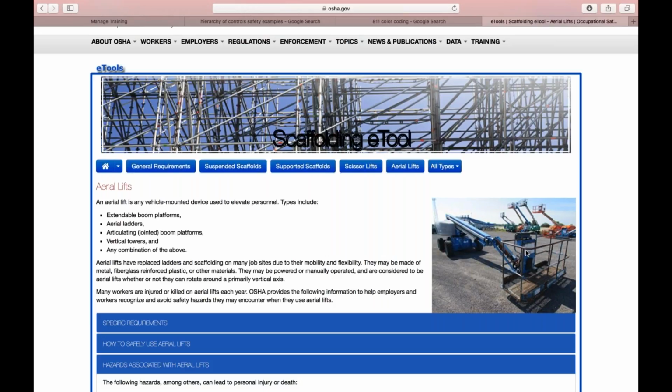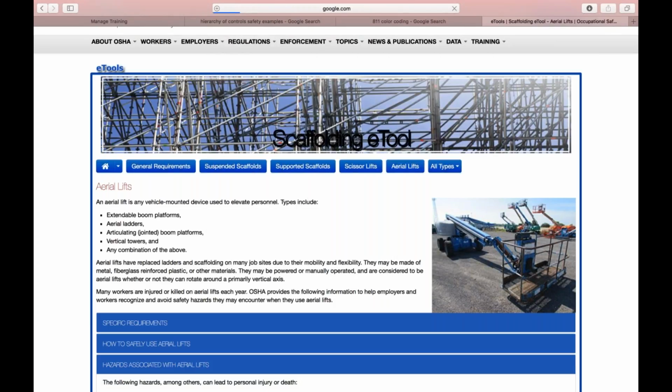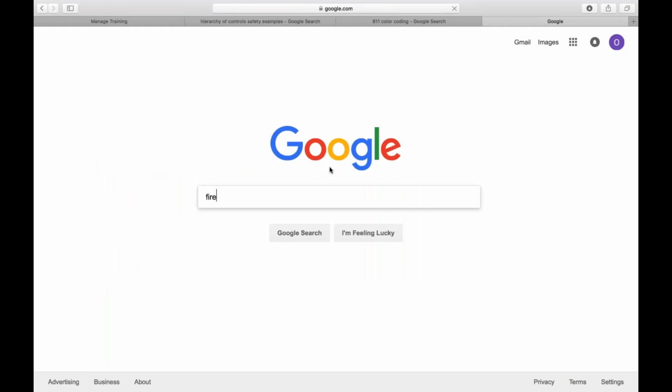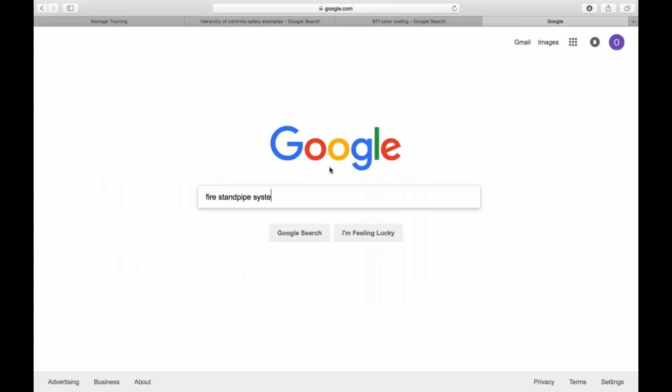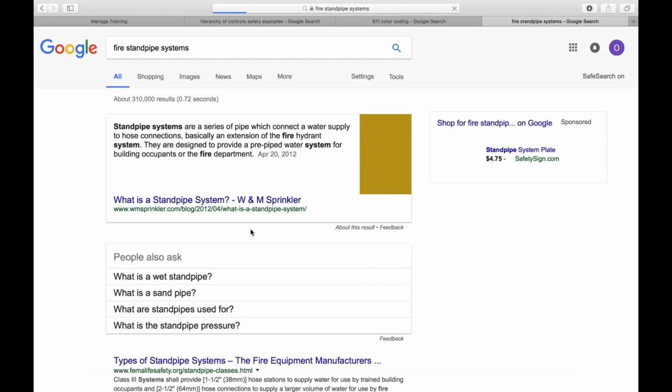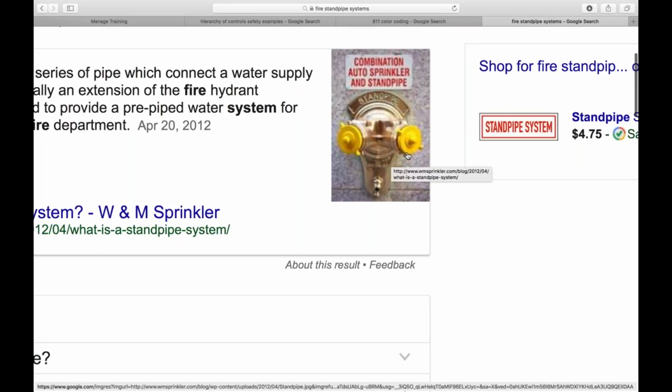Normally, standpipe systems are in building construction. I showed this to many of you last week. Let me show it to you again. It's called a fire standpipe system. Some of you may not know what it is, but I'm sure you do. You probably just didn't know what it was called. You'll sometimes see this on the outside of a building. Perfect example, that's where the fire department plugs in.